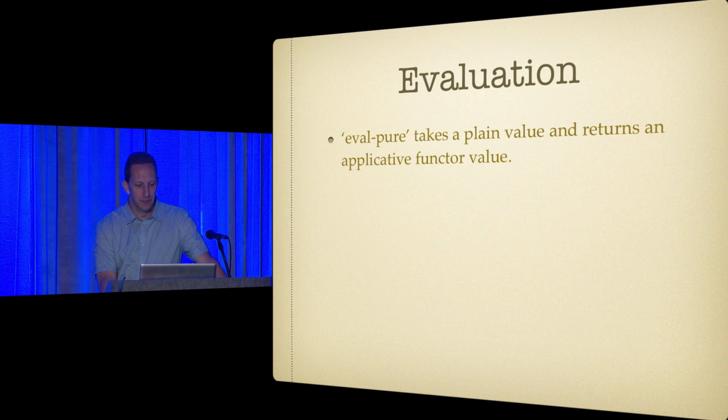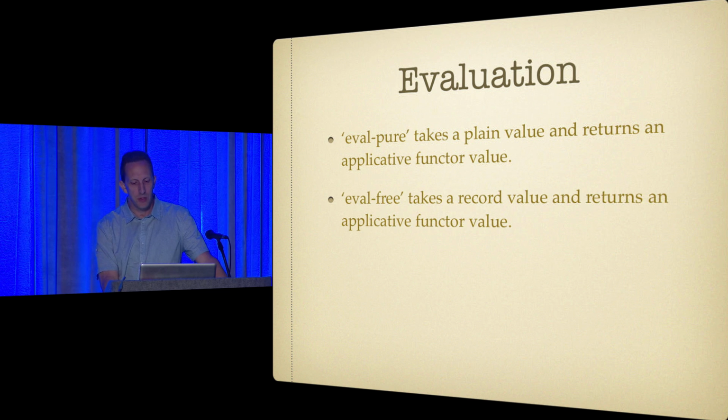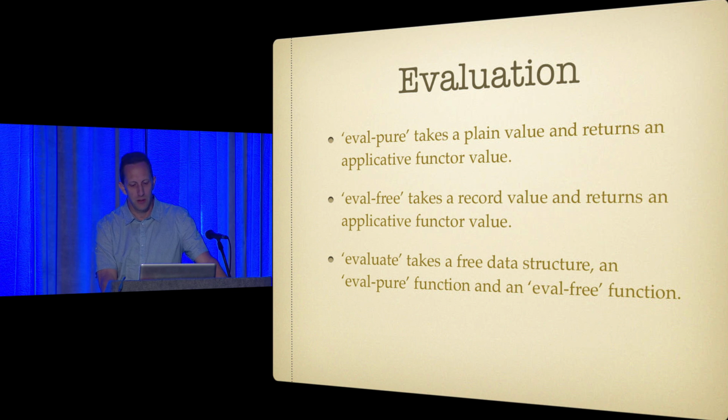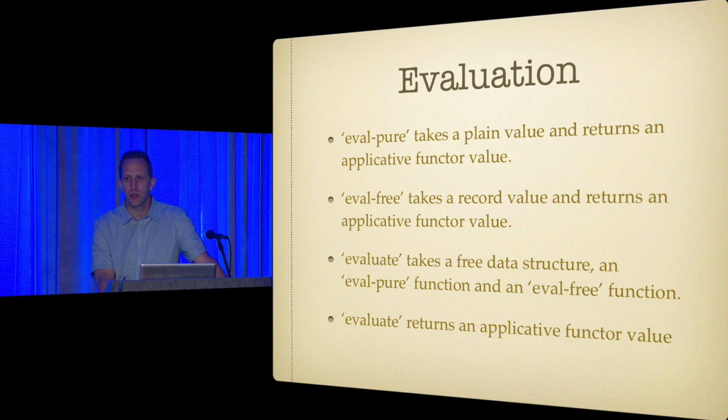Okay, so eval pure takes a plain value and returns an applicative functor value, a concrete one that you're targeting. Eval free takes a record value, one of your user-defined record types, and returns an applicative functor value. And then evaluate takes those two functions and the free structure and returns a single concrete value in whatever applicative functor that you're targeting.